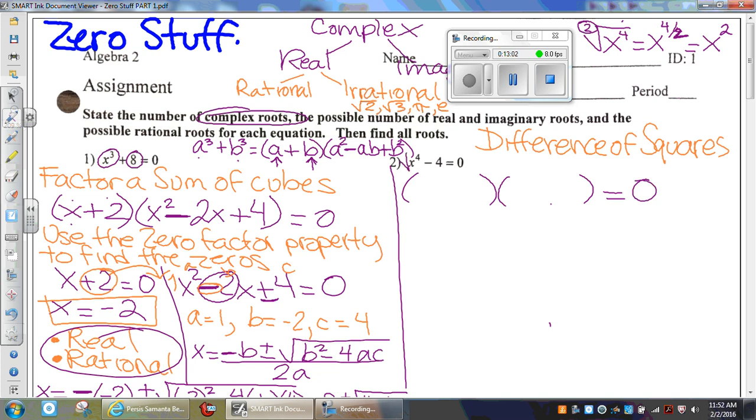So to factor this one right here, we're going to do the product of 2 binomials. So we take the square root of x to the 4th, that will be x squared. That goes here and here. And then we take the square root of 4, which is 2. And then we make one positive and one negative.